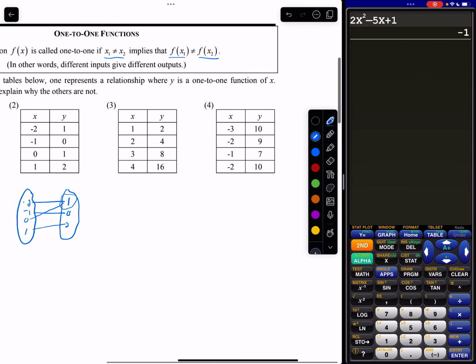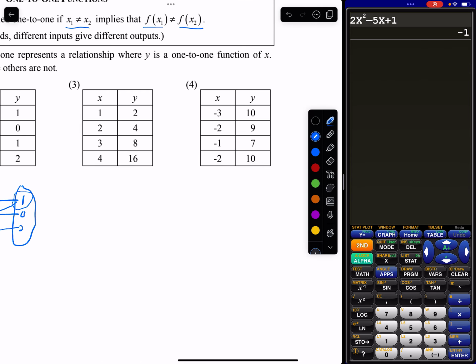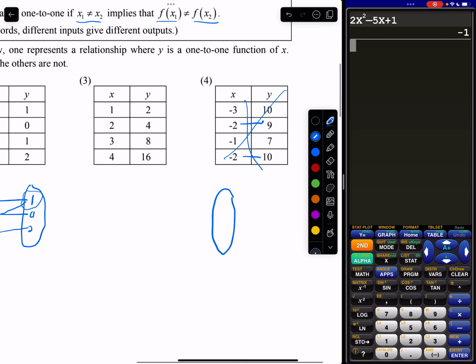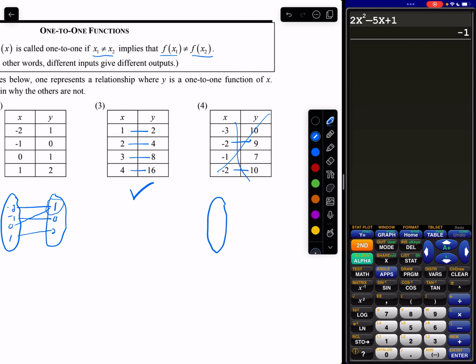In example number 4 over here, you can see the same thing again, right? We've got -2 maps to 9, and then -2 also maps to 10. So that's not even a function. And you can see very clearly here, 1 goes to 2, 2 goes to 4, 3 goes to 8, and 4 goes to 16. That is a function, and it is one-to-one because different inputs give different outputs.